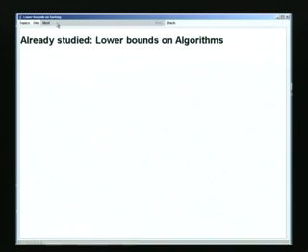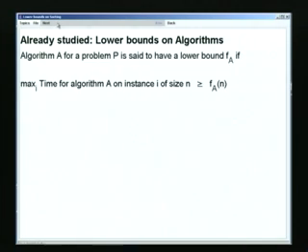So, let us start with something which we have already studied at least a little bit. We have already defined the notion of putting a lower bound on the time taken by an algorithm. Here is what we said. If we have an algorithm A for a problem P, then we will say that it has a lower bound f sub A, where f sub A is a function, if the time for the algorithm A on instances of size n is greater than or equal to f A of n. Of course, we are not worried about every instance, but we are worried about the worst case instance, the instance for which the time is the largest.